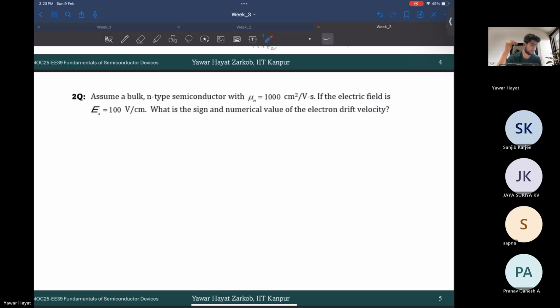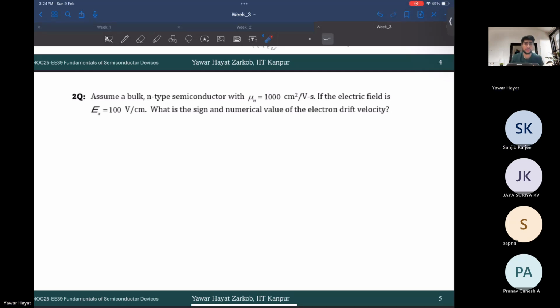Unmute and let me know. So the drift velocity is mobility times electric field. Correct. Now we are talking about an N-type semiconductor, and we have mu n, the electron mobility, as 1000 centimeter square per volt second. Your electric field is given. So what should be the sign? The formula that you gave was a scalar formula. I'm now asking for the corresponding vector formula in the case of an N-type semiconductor.